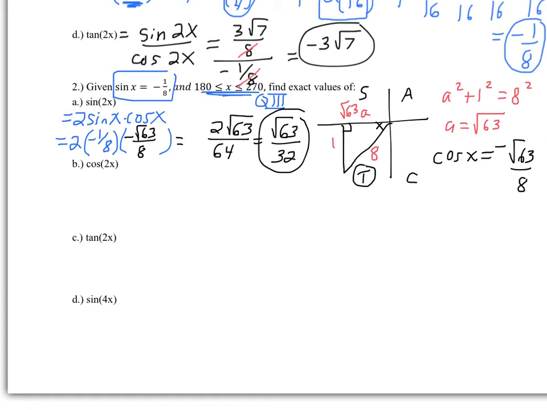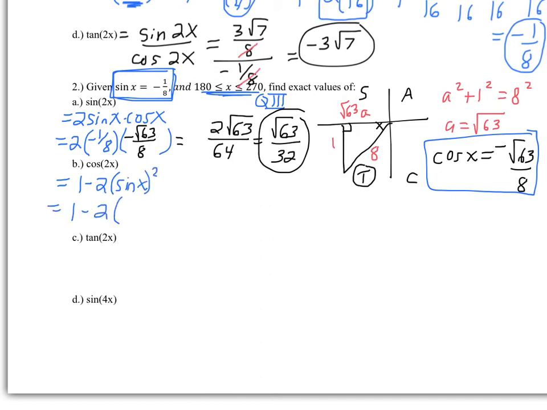Next one here, cosine of 2x. Again, we have 3 choices that we could use since we know sine and cosine. I would rather use the one that doesn't have a radical in it. So I'm going to use the sine one, which again from up above is 1 minus 2 times the sine of x quantity squared. So we're going to substitute in for sine of x. We're told in the problem it's -1/8, and then we're going to square that. Order of operations tells us we have to square this first. When you square this, we get 1 over 64.